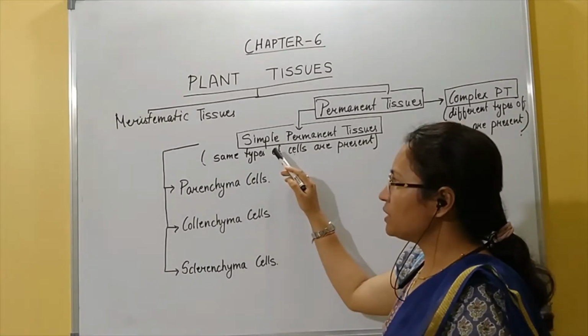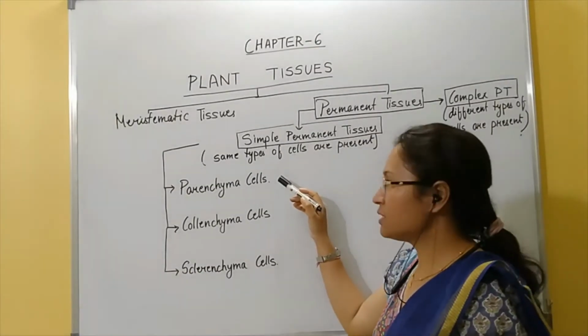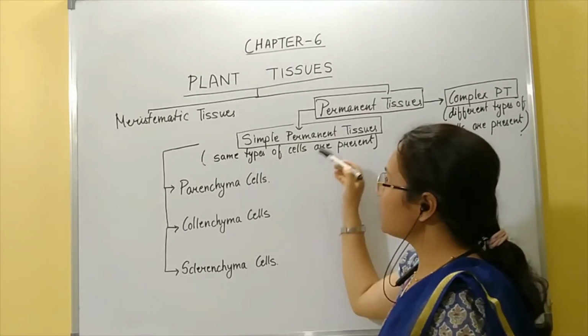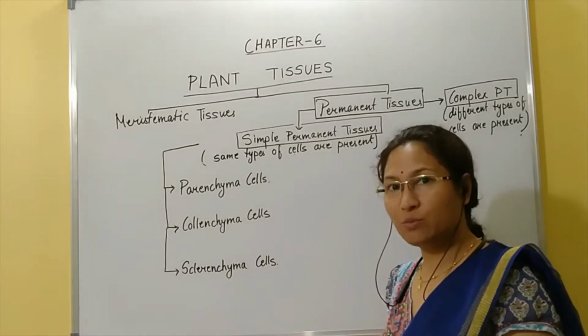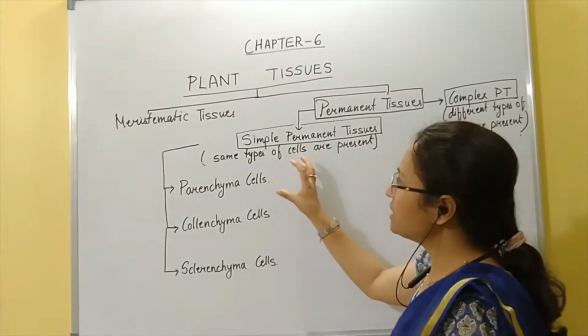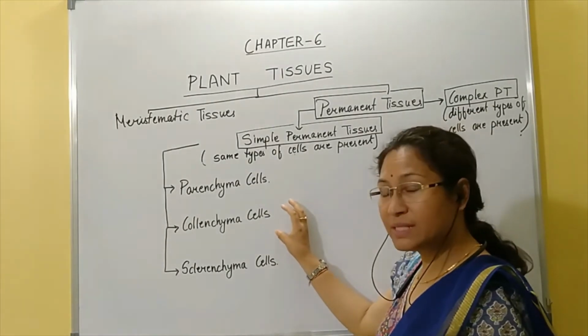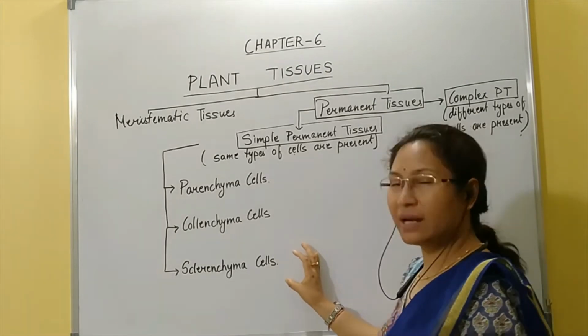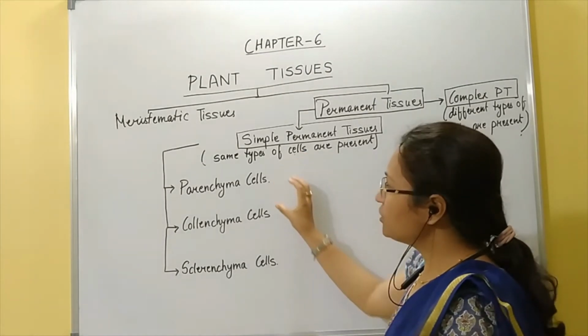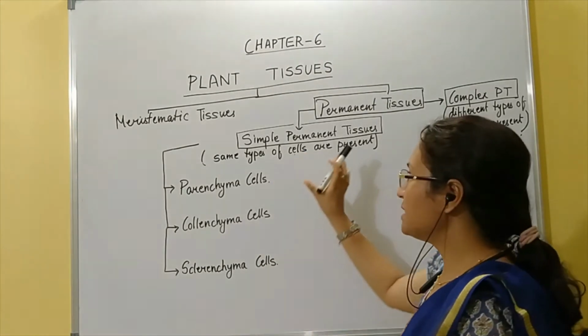Here simple permanent tissue is of three different types, because they will have only one kind of cell. So it can be made up either of parenchyma cells, or of collenchyma cells, or of sclerenchyma cells. So either of the three can be present in this kind of tissue.